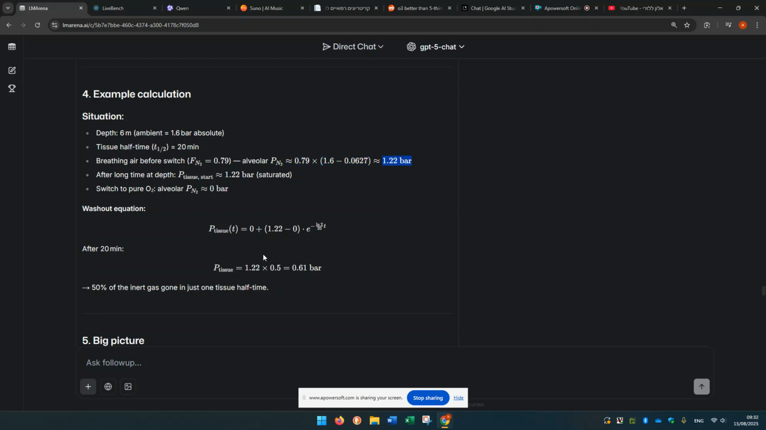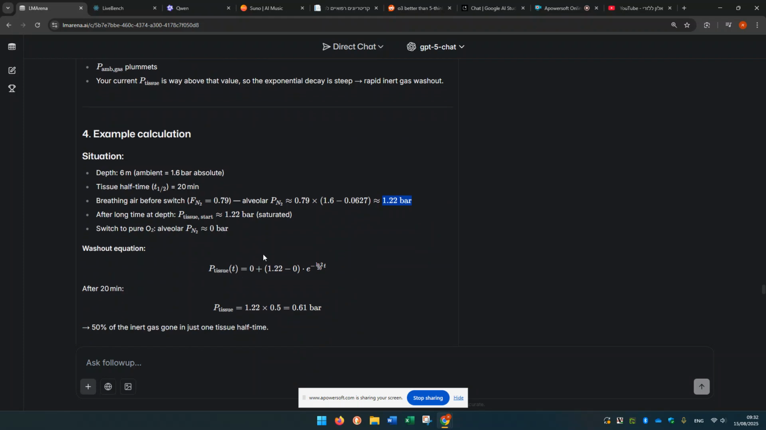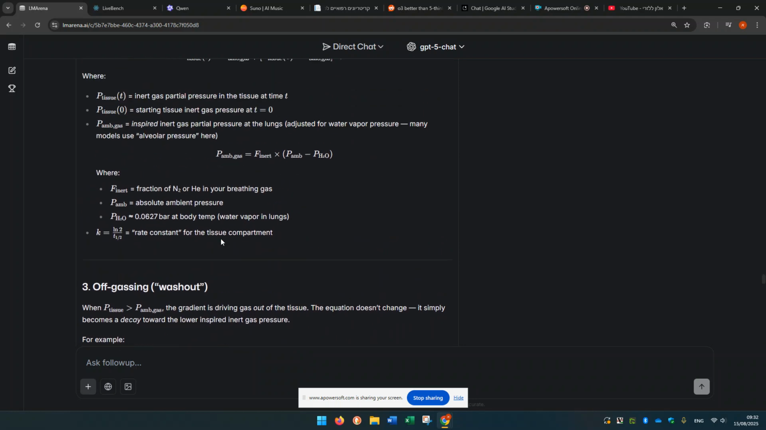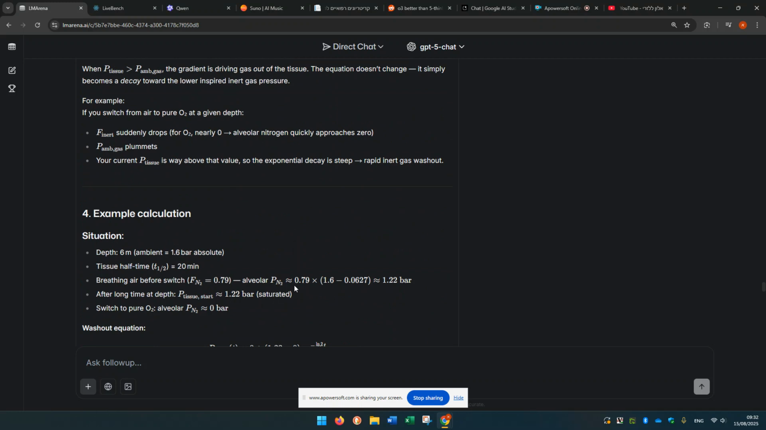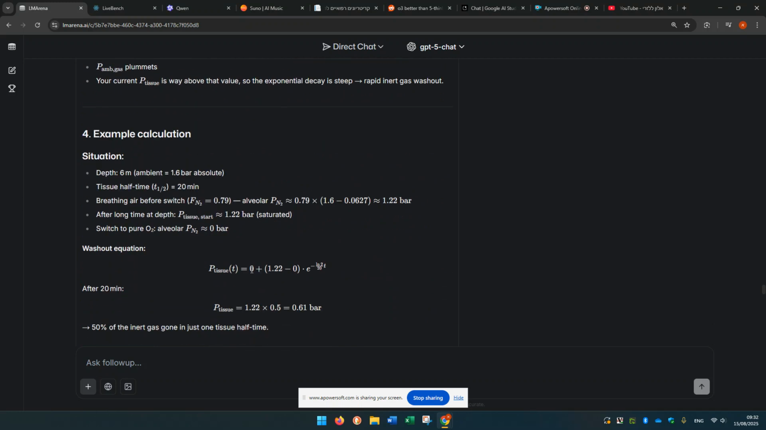1.22 bar. Okay, they just said that we are getting to an equilibrium. Anyway, if we breathe air, yes, it's 1.6 bar, so it's at 6 meters.